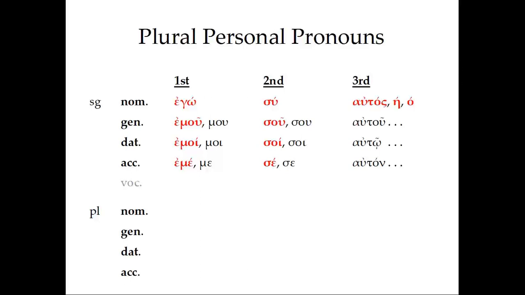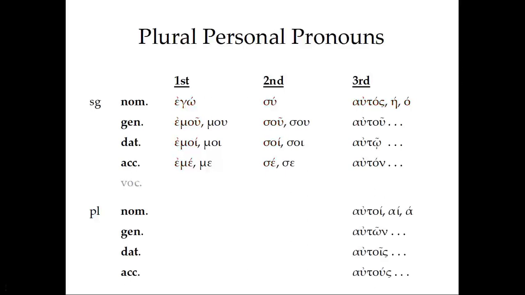Let's look at some of these plural forms. We'll start with the third person. These right here, autoi, autai, auta, those are the different gendered forms of this. And just as in the singular, anytime we see something like this in the nominative, it's going to be emphatic.